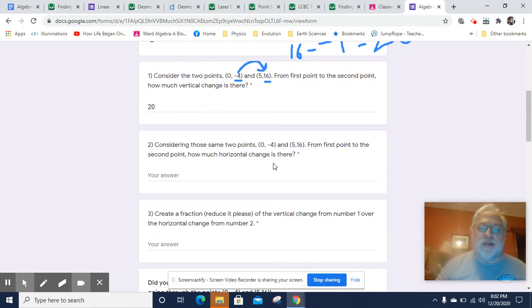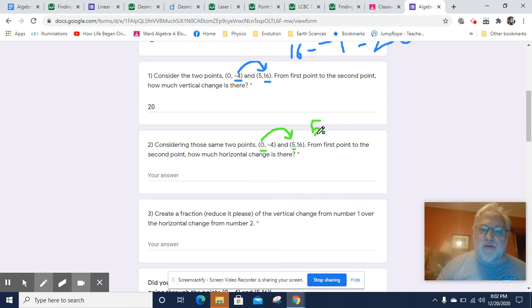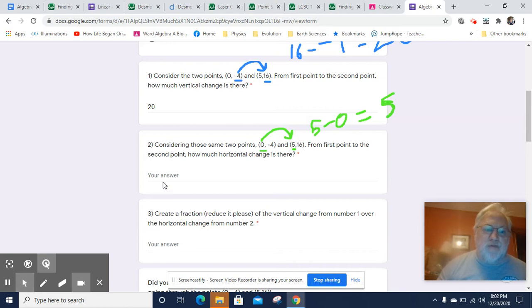Now, how about the horizontal change? For the horizontal change, we're only going to care about the x values from 0 to 5. So how much does that change from 0 to 5? Well, once again, to figure that out, we just say 5 minus 0, which is a fairly simple one. That equals just 5. So the horizontal change is 5.